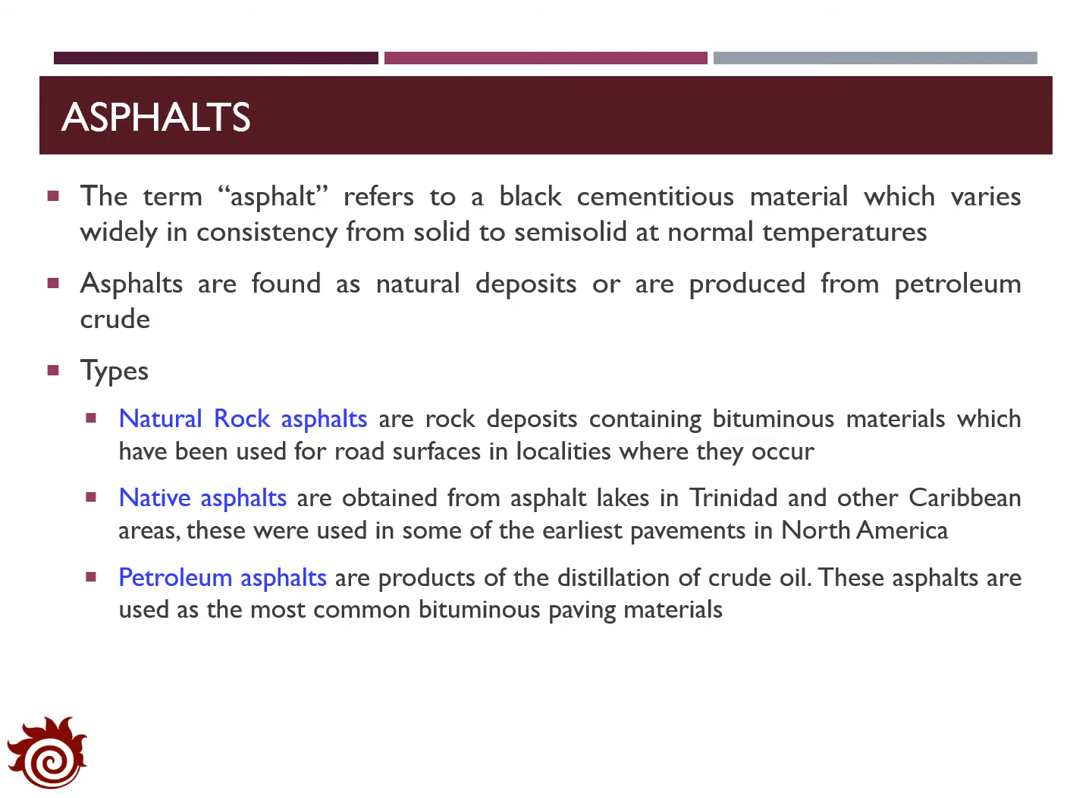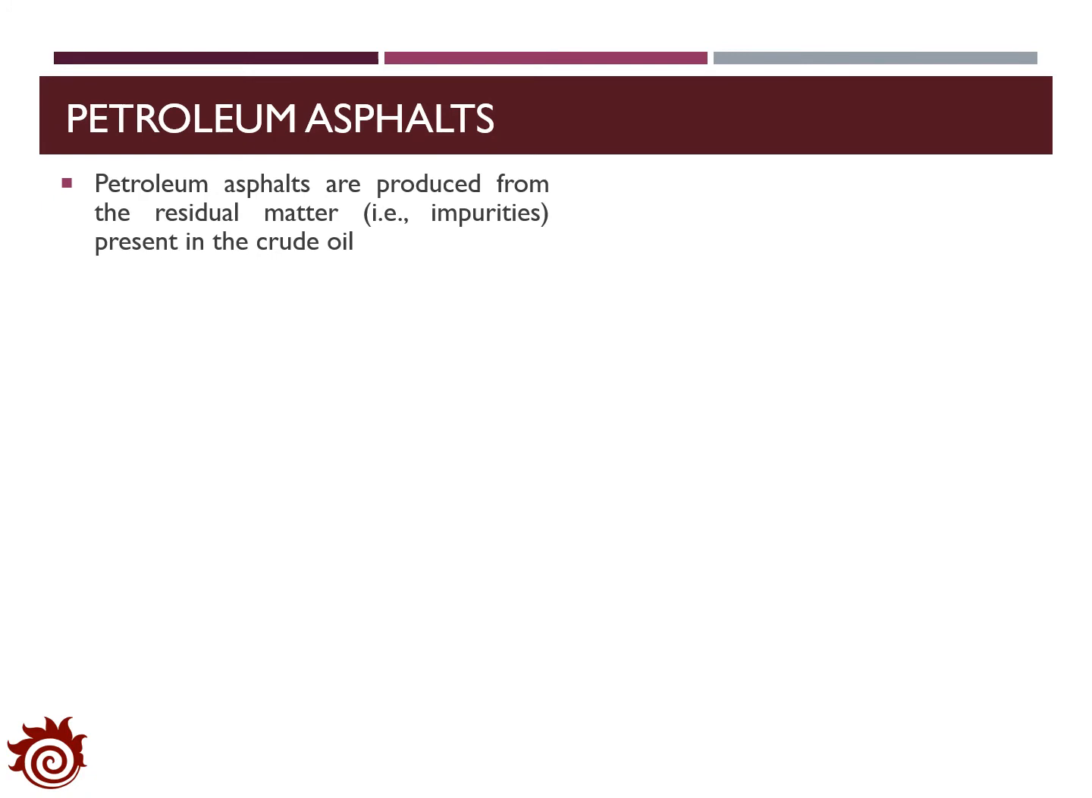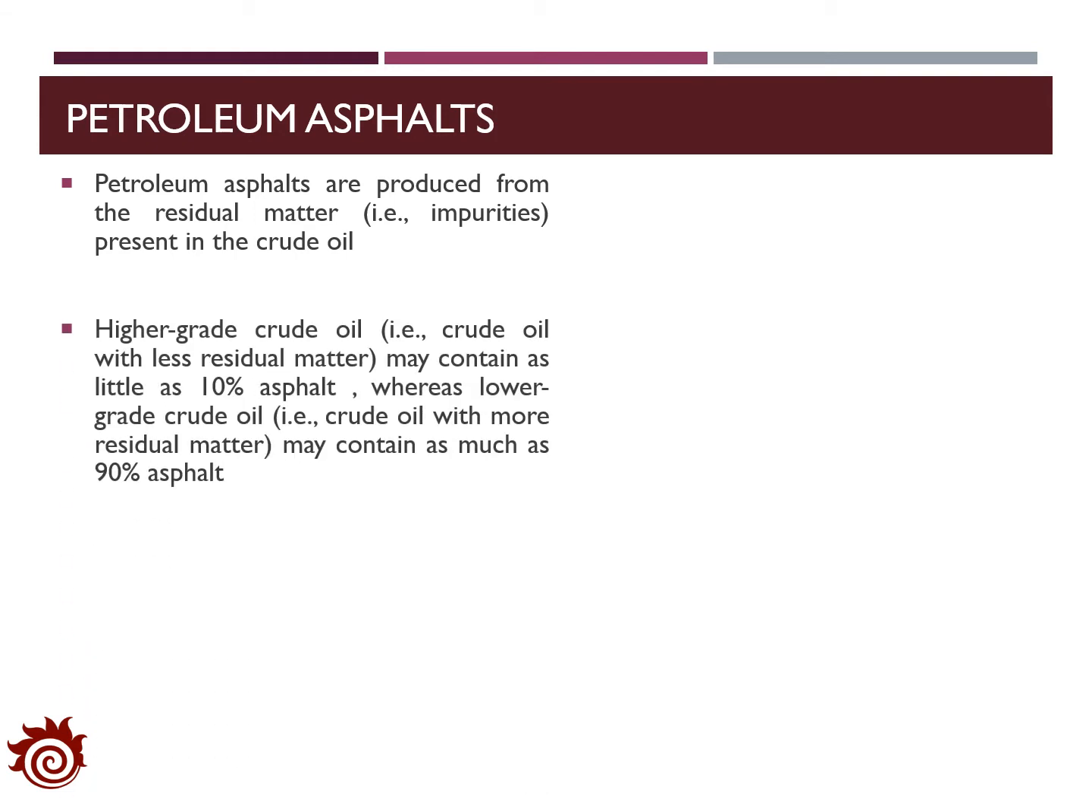The last one, which is also the most common one, is the petroleum asphalt. They are the products of the distillation of crude oil. The petroleum asphalts are usually produced from the residual metals in the crude oil, which is extracted from the distillation process. In general, higher grade crude oil with less amount of residual metals will contain as little as 10% asphalt. Lower grade crude oil is able to contain as much as 90% asphalt.